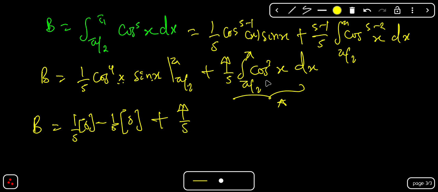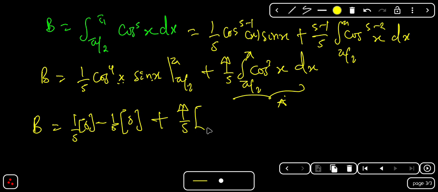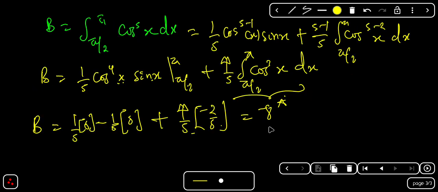So we know that integral A is, let's check what we got in integral A. We got minus 2 over 3 in integral A. So we have 4 over 5 multiplied by minus 2 over 3. Okay, so 4 multiplied by minus 2 will give us minus 8, and then 5 multiplied by 3 will give us 15. So B is minus 8 over 15.